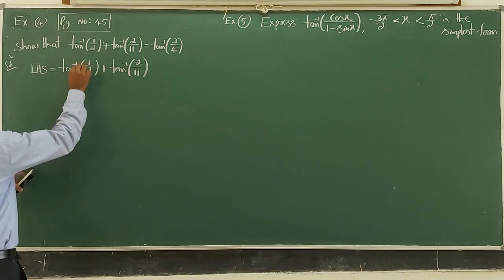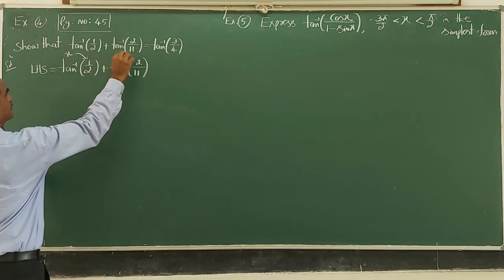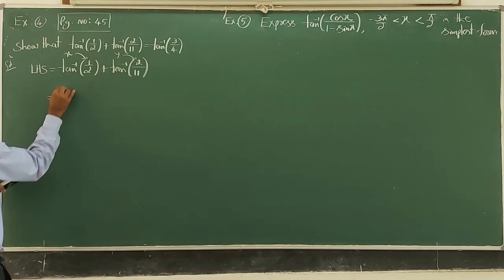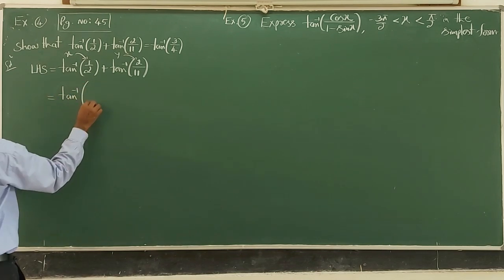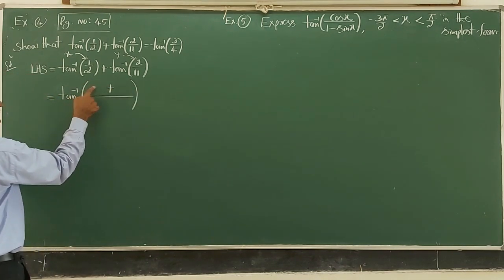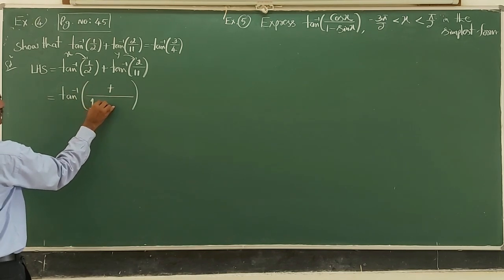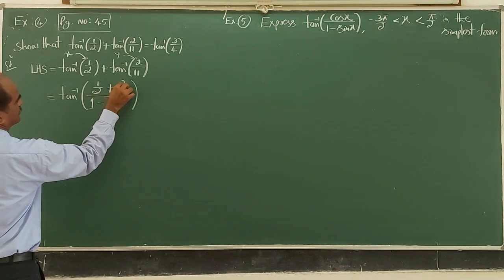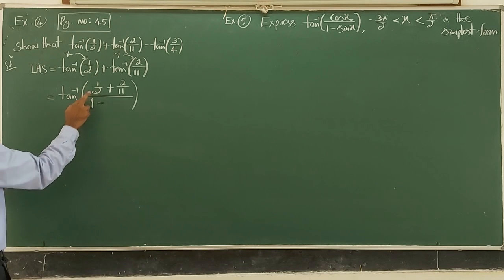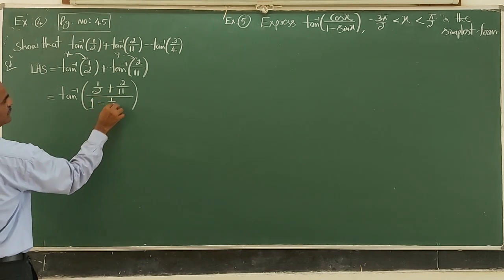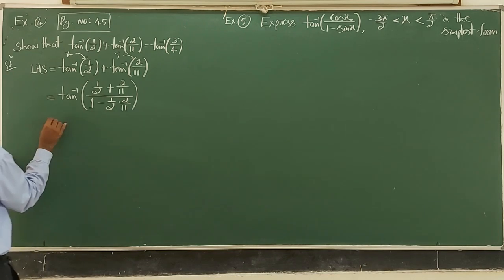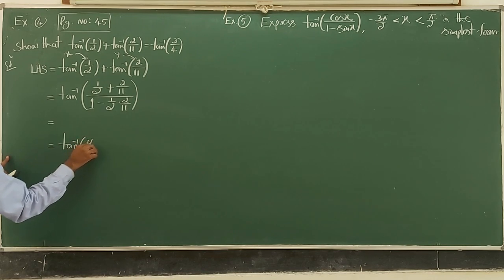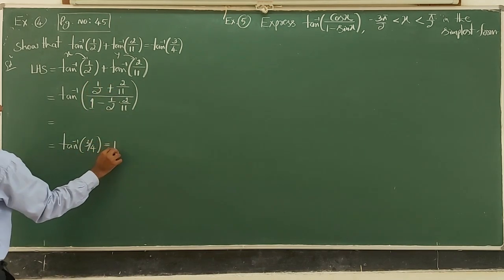I treat this as x and this as y. Tan inverse of x plus tan inverse of y becomes what? Tan inverse of x plus y divided by 1 minus x into y. What is x? 1 by 2. What is y? 2 by 11. X plus y divided by 1 minus x into y. Now if you simplify, you are sure going to get 3 by 4, this expression. Hence the result.